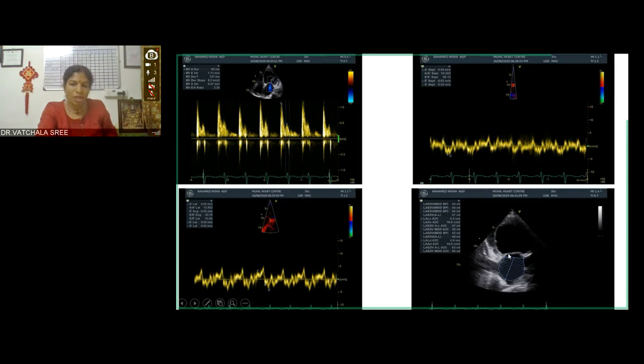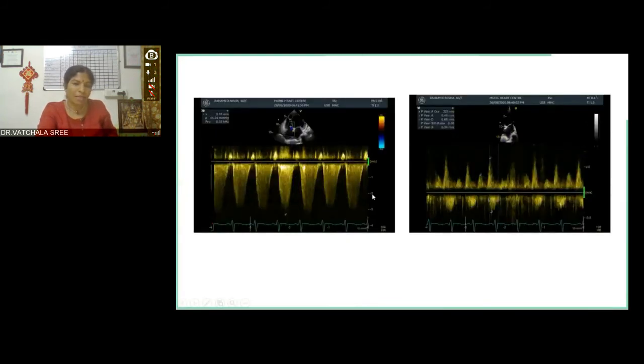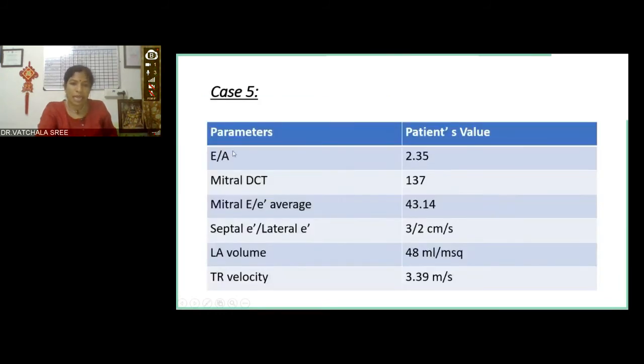Okay? And we have measured the LA volume, and of course she's had significant TR, and I also measured the pulmonary vein out of interest. Now her E by A is 2.35, which is clearly greater than 2. So she straight away got the grade 3 diastolic dysfunction. And look at the E by E dash average, 43.4, far higher compared to 14.